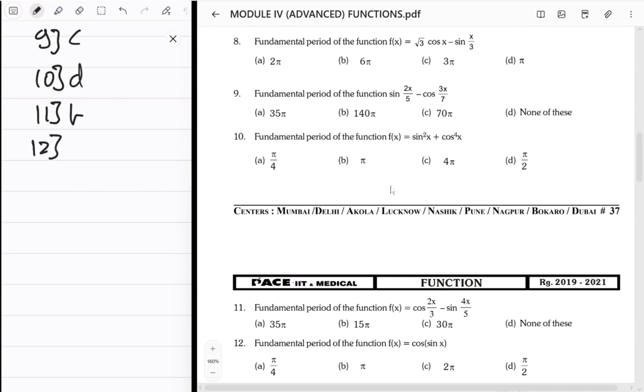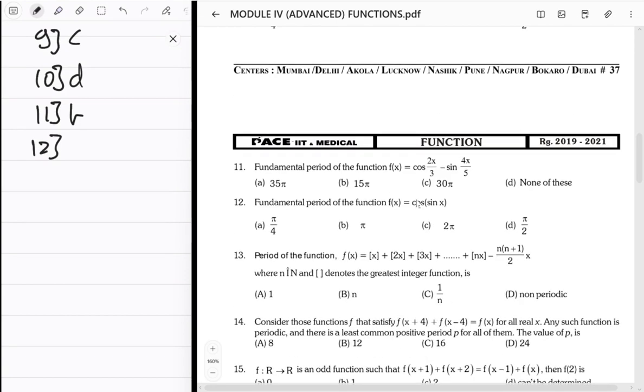12th. Fundamental period of the function cosine of sine of x. Ooh, that's weird. Clearly pi is a period because sine of pi plus x is just negative sine x, and then cosine of that guy is once again cosine of sine of x. So okay, pi is a period. What about pi upon 2, is that a period or not? So that's like cosine of x, which, right, that's not gonna work. What about, let's just say x equal to 0. So x equal to 0, cosine of 0 is 1.